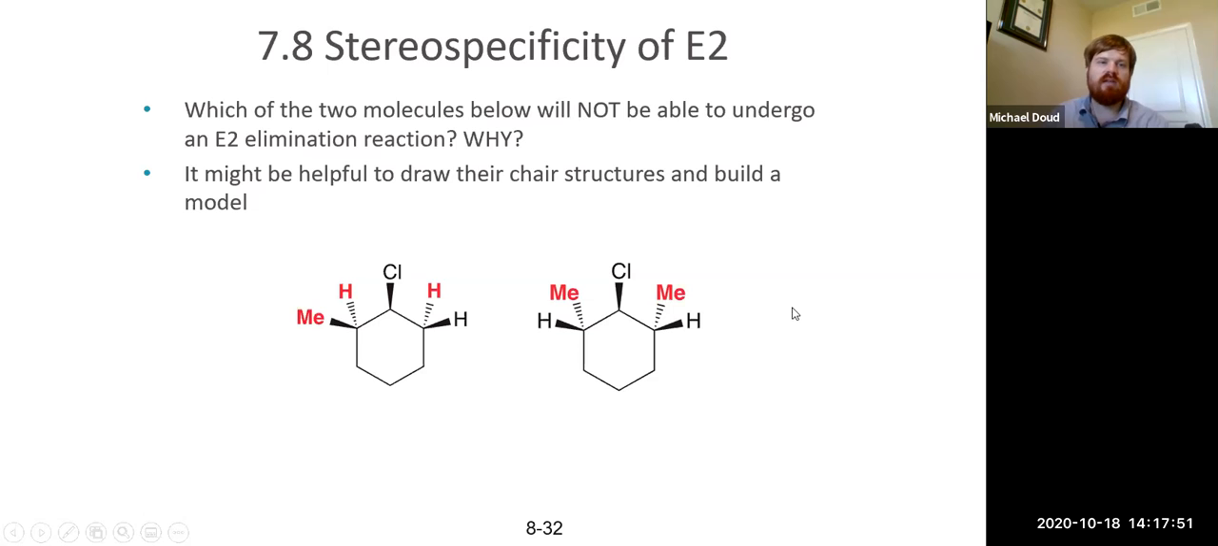So give this a thought. Which of the two molecules will not be able to undergo an E2 elimination reaction and why? Keep in mind, you may want to draw the chair structures to help you figure this one out. So I'll give you a chance to stop and think about it. I will pause the recording, and when we pick it back up, I will explain the answer to you. So go ahead, pause it.